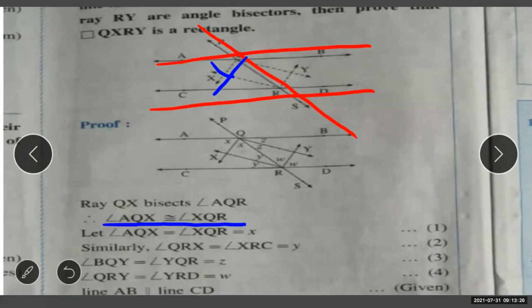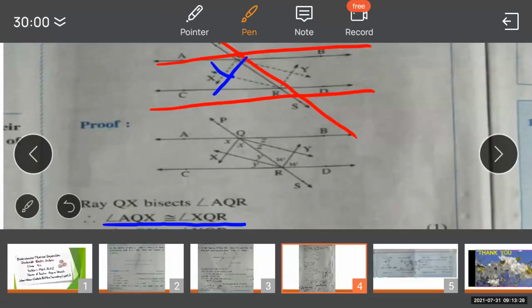Okay, so as the angle gets bisected, it is divided into two equal angles. Okay, so which are the two equal angles? Those are angle AQX. Here you can see angle AQX. Here AQX is this angle congruent with XQR. So that is X. Here you can see the angle XQR, this one.